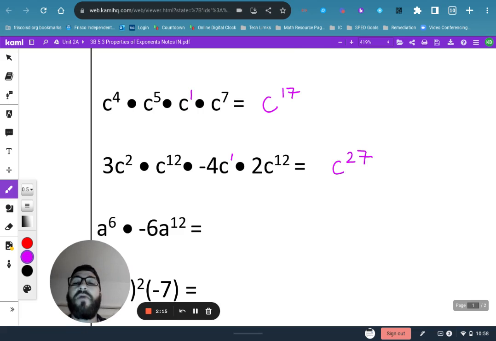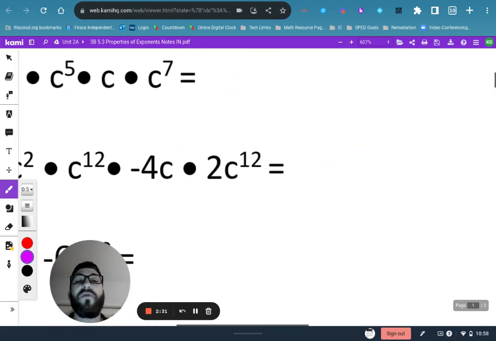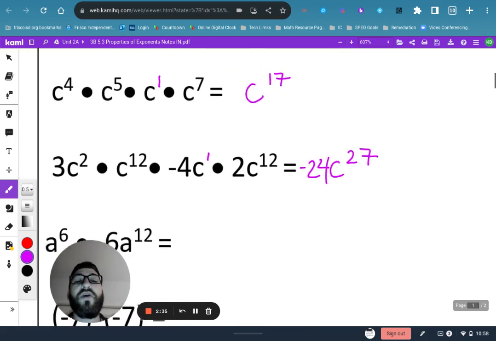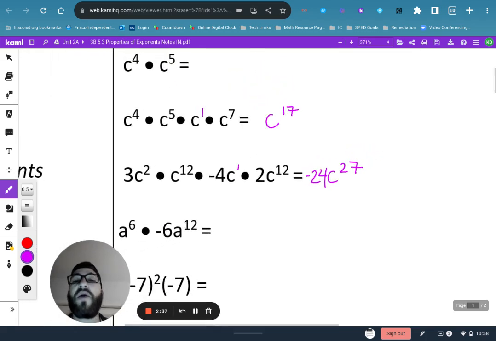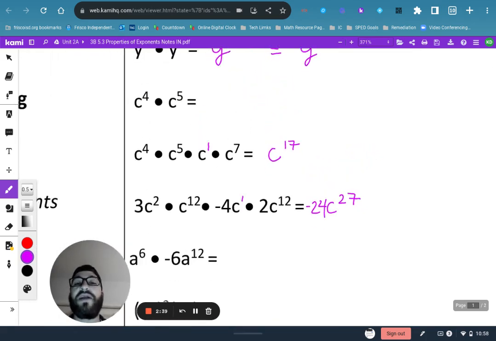But then the other common question I get is, what do we do with those coefficients, those numbers being multiplied? We have 3, we have negative 4, and we have 2. Well, because those coefficients do not have powers on them themselves, we're just going to multiply them. So 3 times negative 4 is negative 12, times 2 is negative 24. If we don't actually have exponents or powers on them, then we don't have to do anything special.